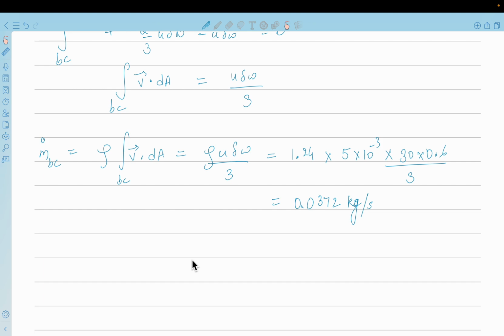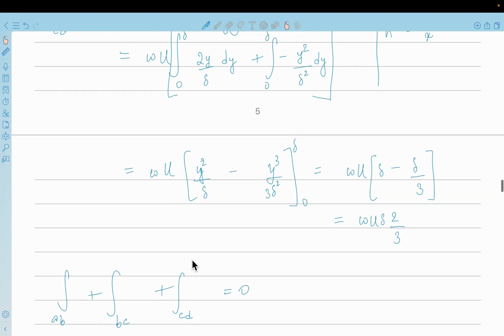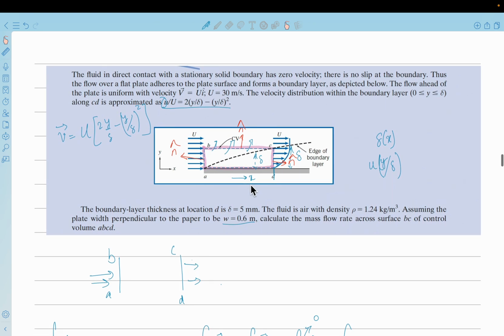And what we should note is that the answer is positive. So what this means is, in this picture, there is excess mass coming in, less mass going out of CD, and hence some mass needs to exit through BC. Okay, so that is the mass balance. There is outflow through the surface BC.